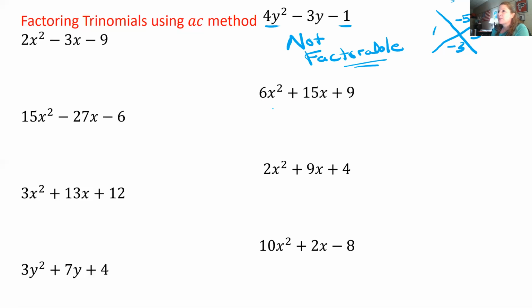All right, let's look at the next one. So first of all, did you factor out a 3? Hopefully you did. So we have 2x squared plus 5x plus 3. So now we're going to do our AC method. So we're going to multiply 2 times 3, and we get 6. Product of 6, sum of 5.